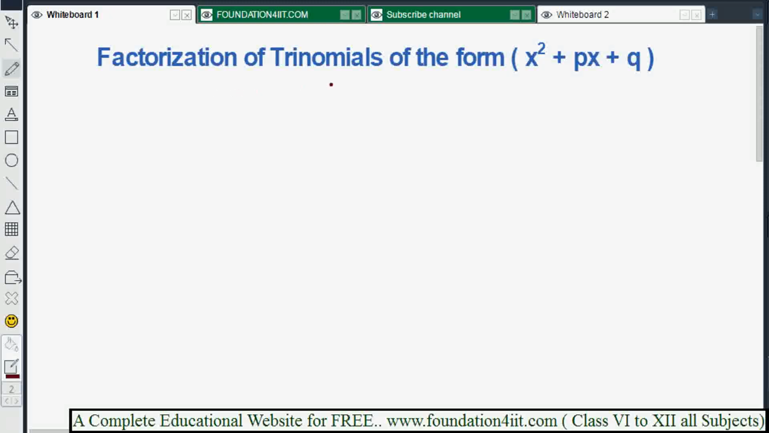Factorization of trinomials of the form x square plus px plus q. If any question is in this form, how to factorize the trinomial? So x square plus px plus q means p, q are any numbers. For example, factorize x square plus 10x plus 24, or factorize x square minus 15x plus 56. Such types of examples are all under the x square plus px plus q format.